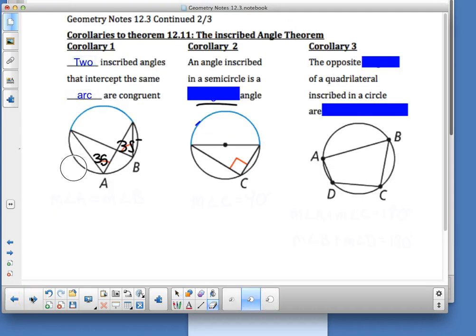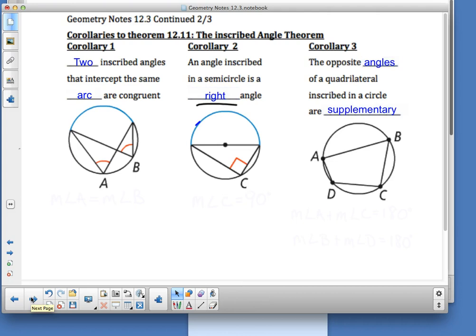So what we've got next is really a recap of what we just learned about Corollary 2 and Corollary 3. We did those two problems. Corollary 1 is kind of an extension of things. And I'm going to show you right now because people go, what's the deal? If I have an arc that is intercepted by two different angles, those angles are the same.